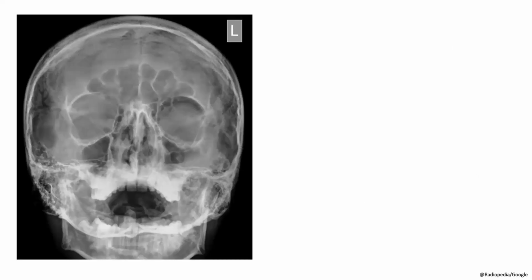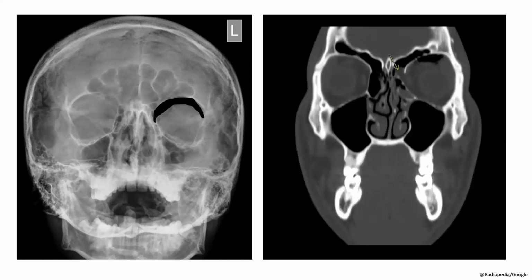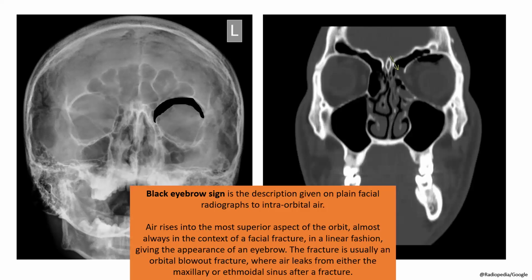What is this sign? So this is an orbital radiograph, which is showing black eyebrow sign. Black eyebrow sign is described on plain facial radiograph to represent intraorbital air. So air is lighter, so it settles in the non-dependent area in a linear fashion, giving an appearance of an eyebrow. And it represents an orbital blowout fracture where air leaks from the sinuses into the orbit.